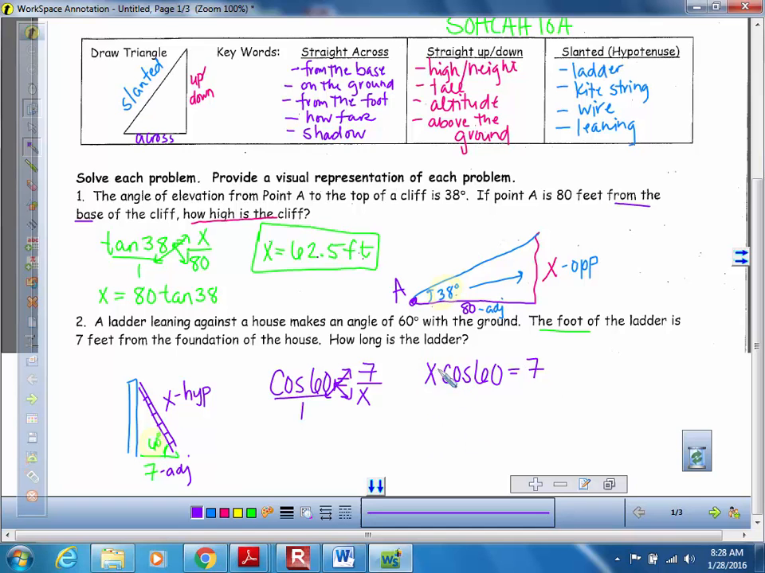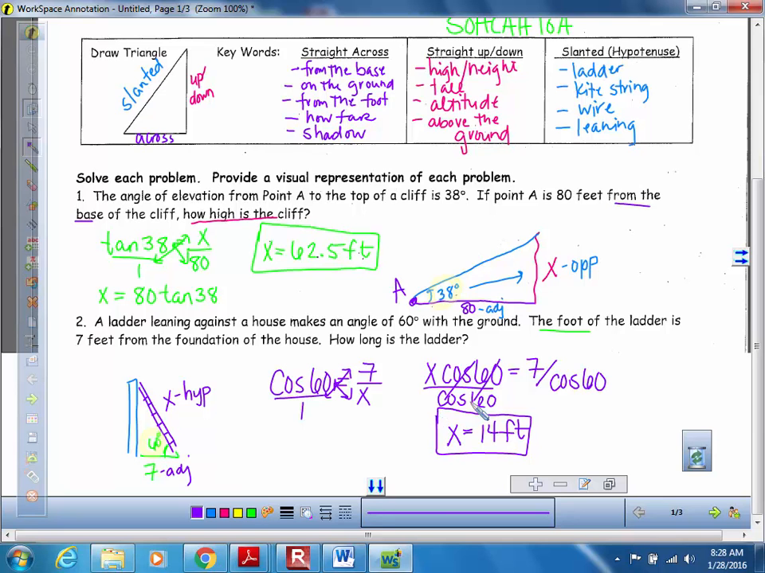So I need x by itself so I can solve for it. Since these were multiplied, I know I can move cosine 60 away by dividing both sides by cosine 60. So this would go away, and if I plug 7 divided by cosine 60 in my calculator, that's going to give me x equals 14 feet.